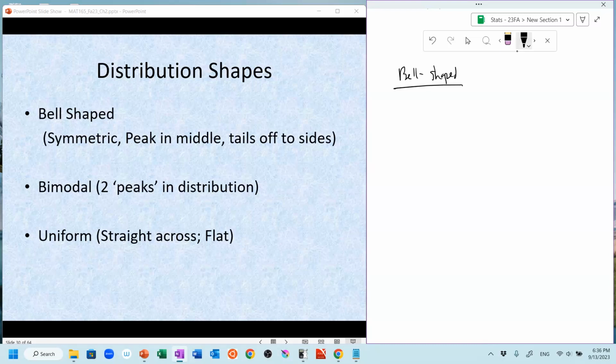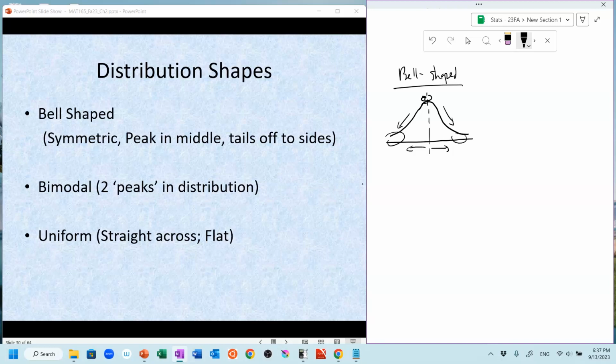So bell-shaped, we see the description is that it's symmetric. There's a peak in the middle and it tails off to the sides. A bell-shaped distribution might look something like this. There's a peak in the middle. It's symmetric in the sense that if we flipped it over that axis where the peak is, it would look the same. And it tails off to the sides. In other words, as we get farther away from this peak in the middle, our frequencies go down dramatically.